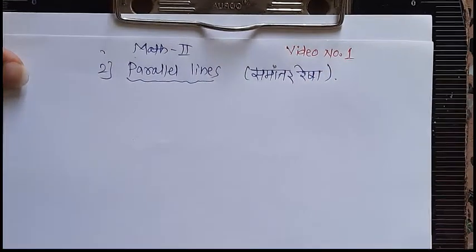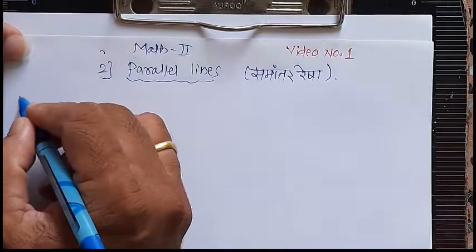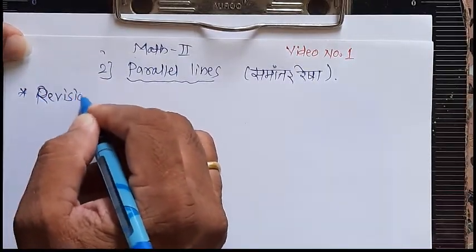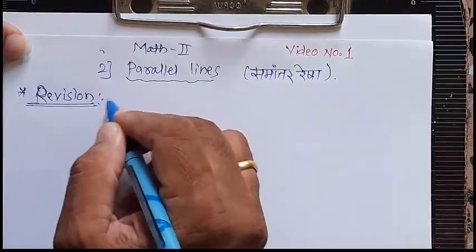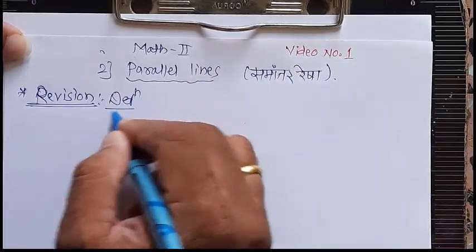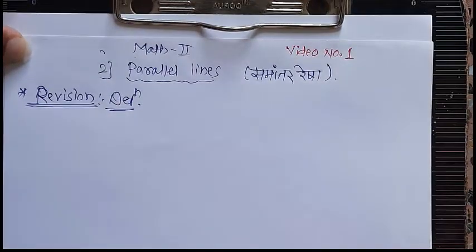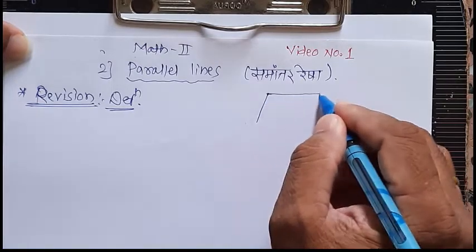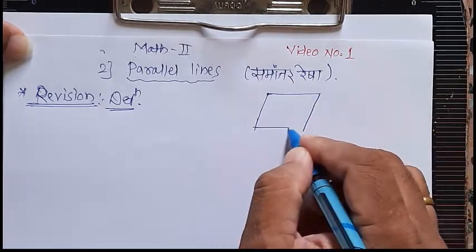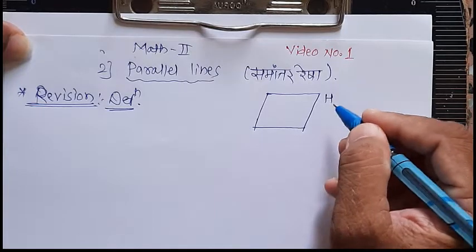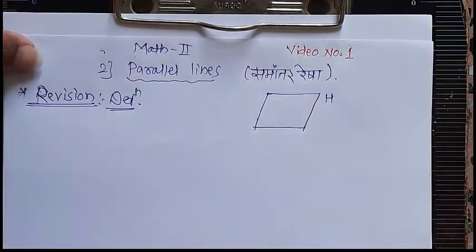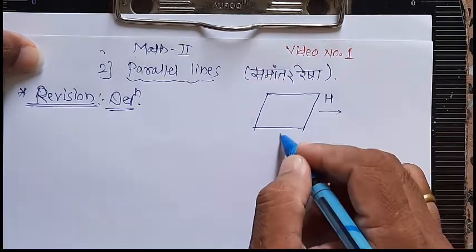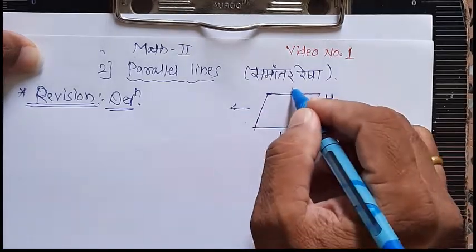Okay, so at the start we have to see the definition, or first a revision. So what is meant by parallel lines? First we draw a plane. Suppose this is plane H. We know the name of a plane is denoted by a capital letter, so we take plane H. A plane is infinite in all four directions.